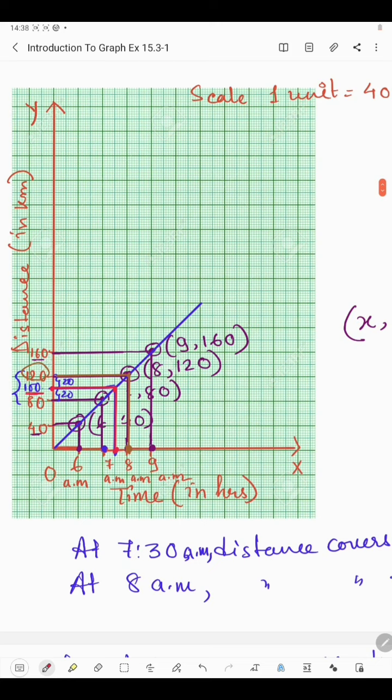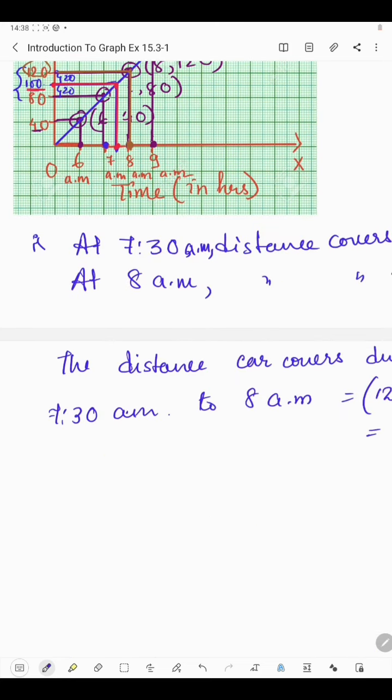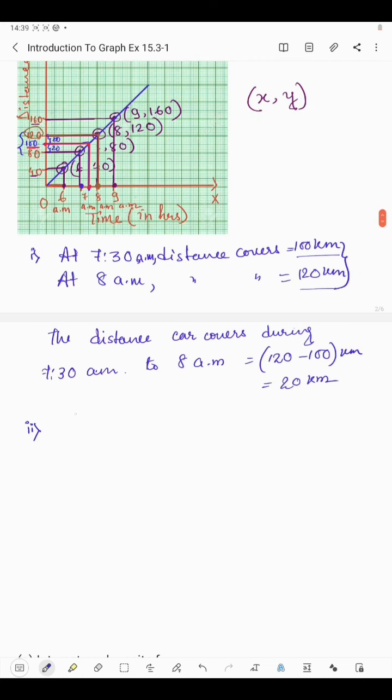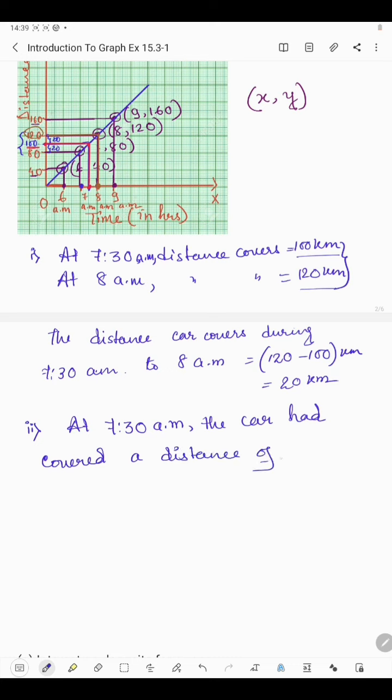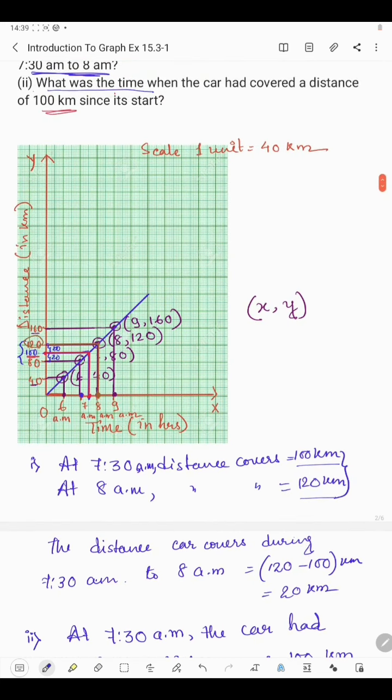So we'll write, at 7:30 a.m. the car had covered a distance of 100 kilometer. Okay. So this was part B. Now coming to part C.